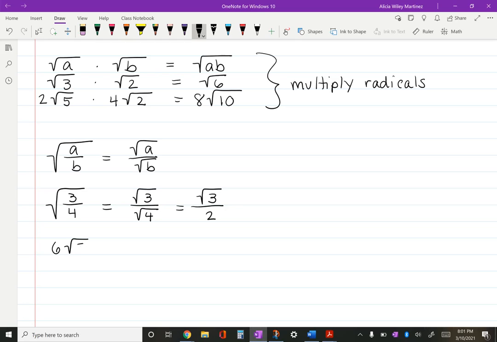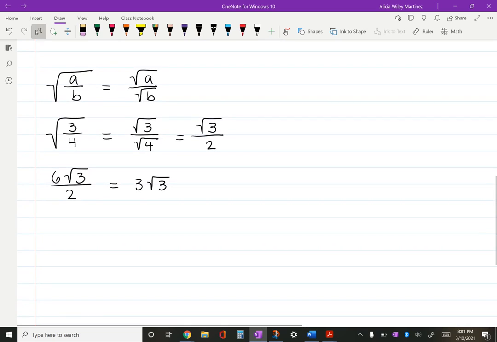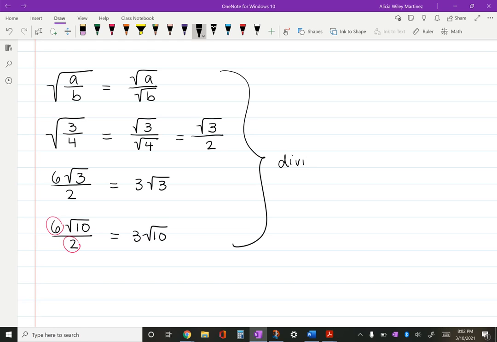If you have 6 square root of 3 over, say, 2, you would be able to simplify the numbers that are outside the radical to give you 3 square root of 3. If you had something like 6 square root of 10 over 2, you would only be able to reduce the numbers that are outside the radical. You cannot reduce a number inside the radical with a number outside the radical. So simplifying this would become 3 square root of 10. So this is a little bit of information about dividing radicals.